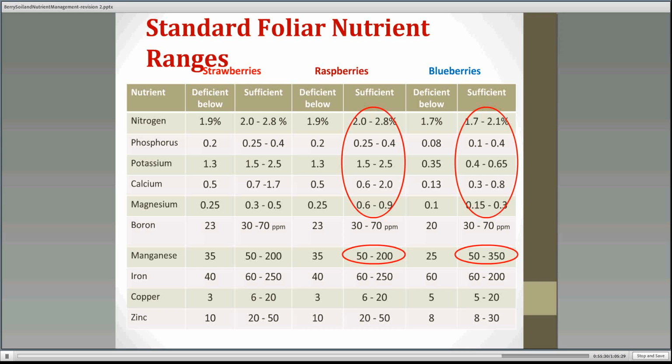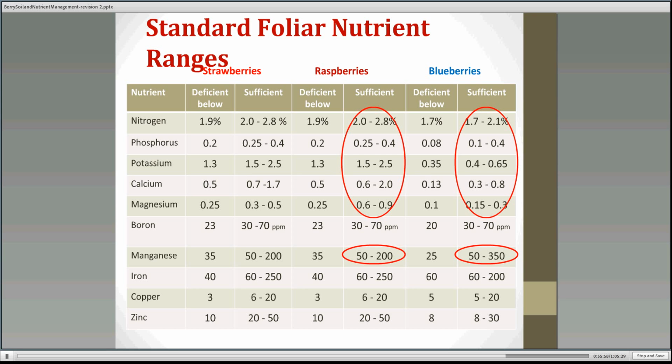One exception to this, however, is manganese. Higher manganese levels with blueberries is not a problem as it might be with other crops, because manganese becomes less available as the pH drops. So you can see here blueberries are able to tolerate manganese even at the 350 ppm range, whereas strawberries and raspberries prefer a range of 200 or less.